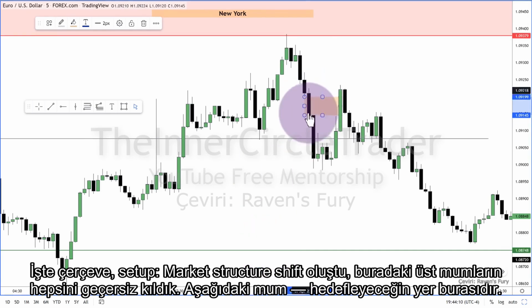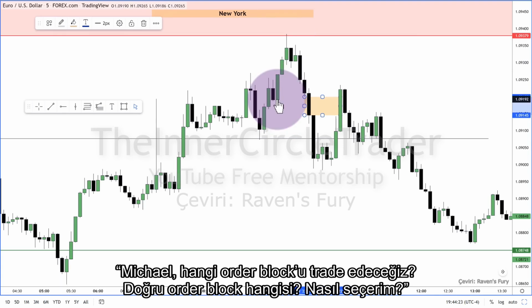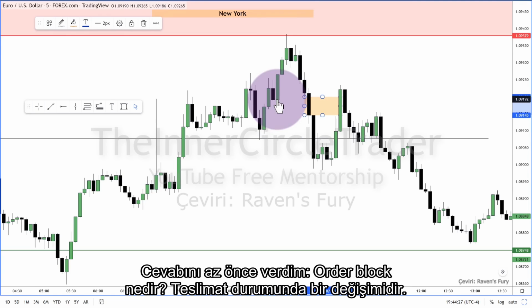So here's the framework to set up. We have our market structure shift. We have disqualified all these upper candles here. The lower candle, that's where you're going to aim for. What's the order block that you trade for, Michael? What's the right order block? How do I pick the right order block? I just answered it.